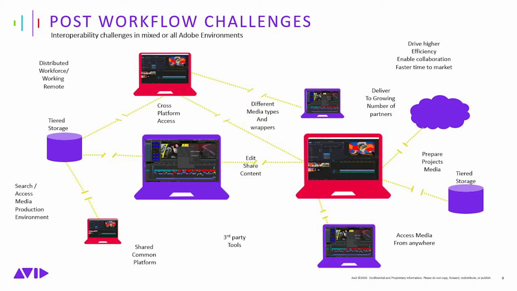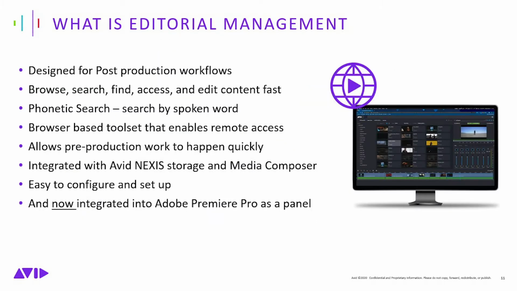People want cross-platform access from third-party tool sets to a shared set of storage. They want to be able to search for and find media very quickly. They want to then edit and share that content very fast. They want to not have to worry necessarily about different media types and the wrappers that are involved. They want to be able to access that media from anywhere, ideally browser-based access. And then they ultimately need to deliver to a growing number of partners. And at the end of the day, what they're trying to drive is higher efficiency, enabling greater collaboration and a faster time to market. So what exactly is editorial management?